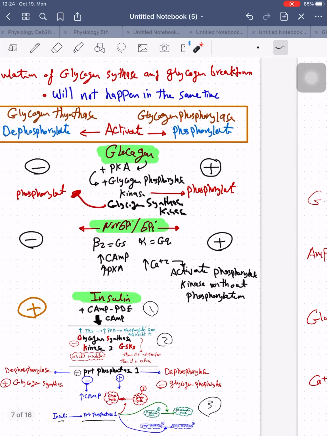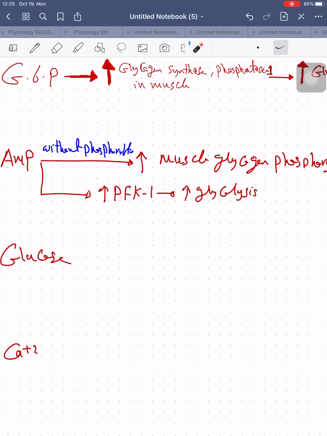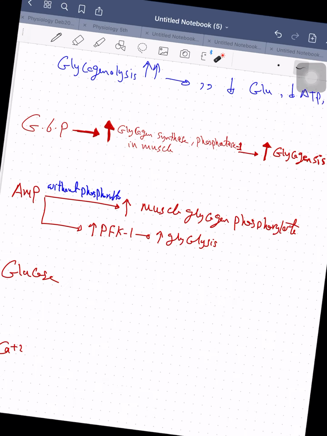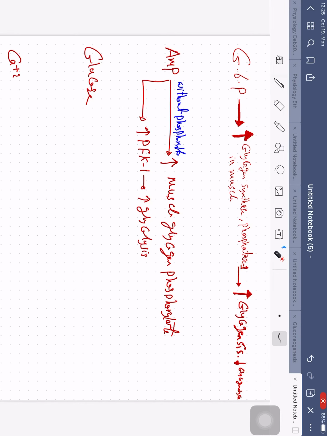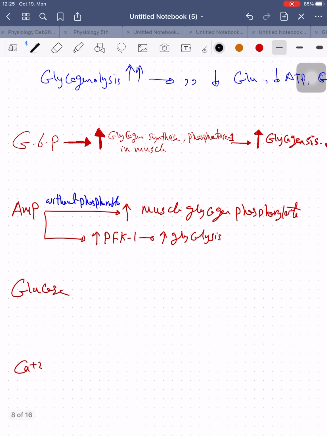I hope I'm clear. Let me write something here about the calcium, because this will help you a lot, I know. Mainly I talk about calcium. You would like to say that the calcium increases, in where? In muscle and in liver. It's increased in muscle by contraction.